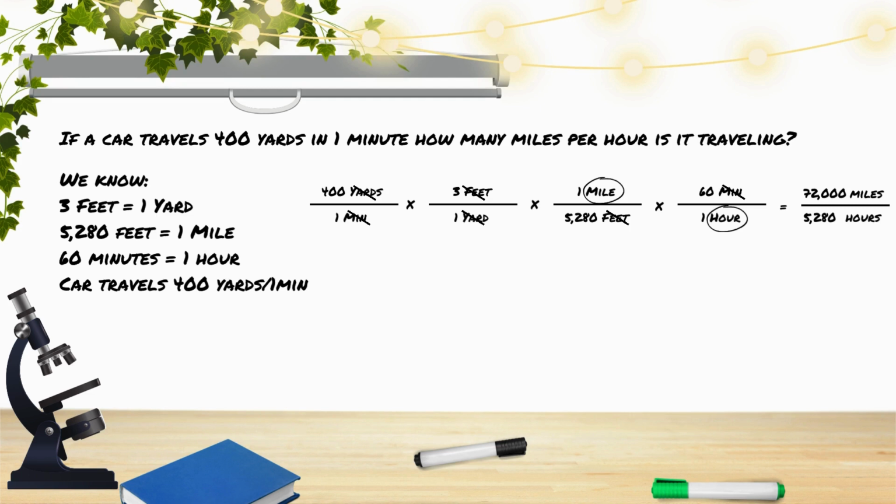Now, our last step to this problem is to reduce our fraction. So we now know that the car would travel 72,000 miles in 5,280 hours. So what we can do is divide 72,000 by 5,280 to get a total of 13.6 miles per 1 hour. And that's our final answer.